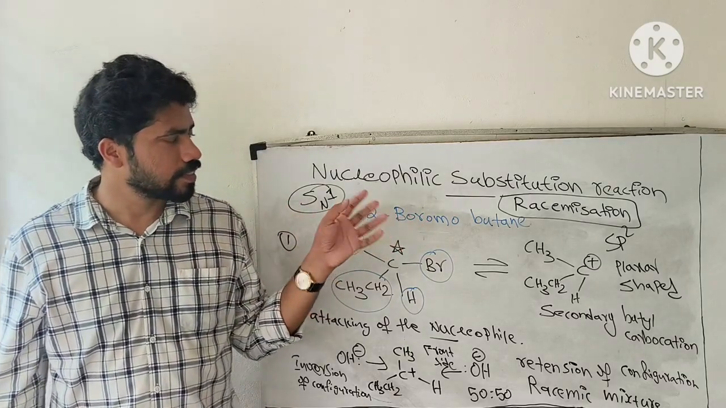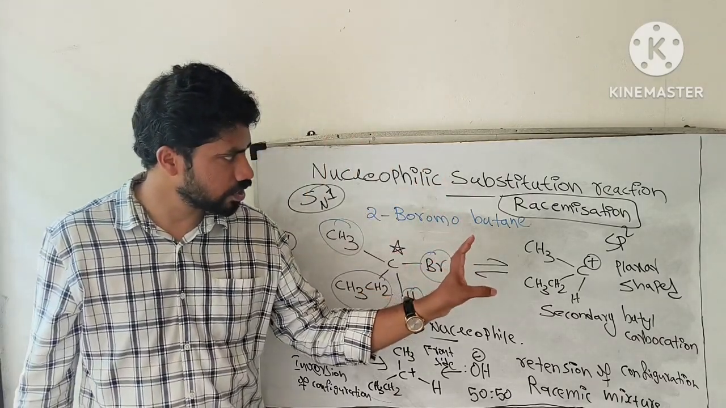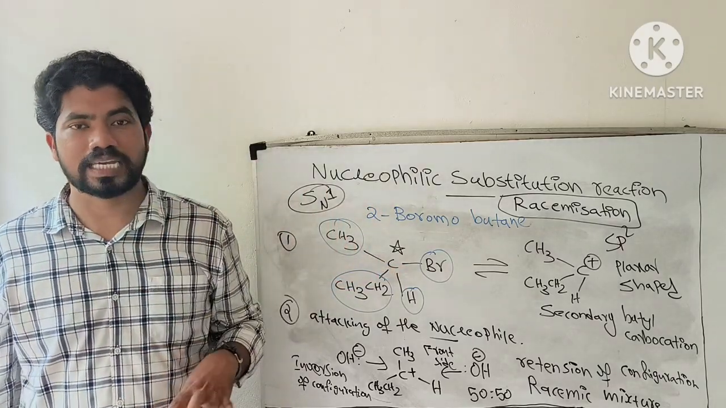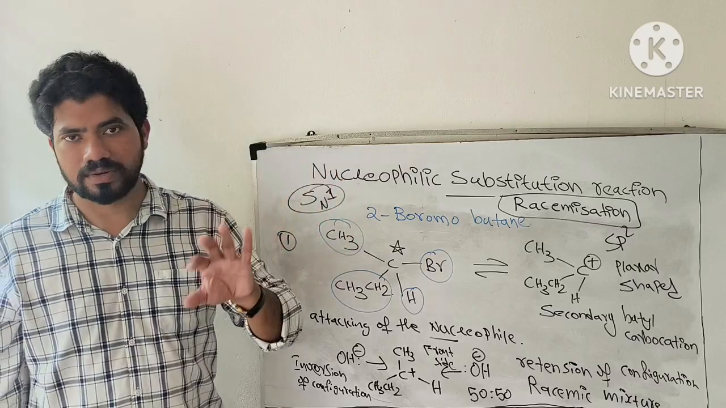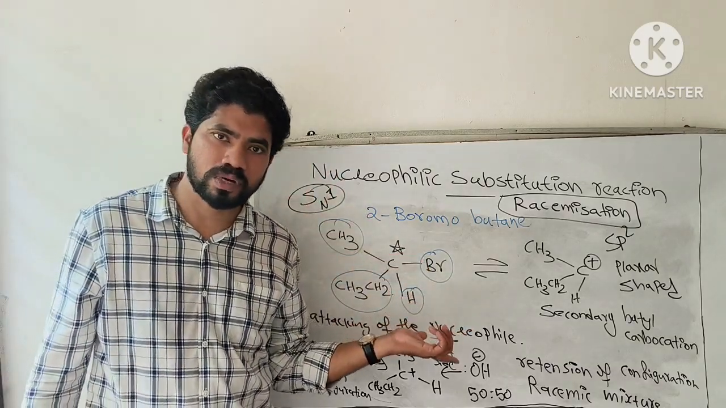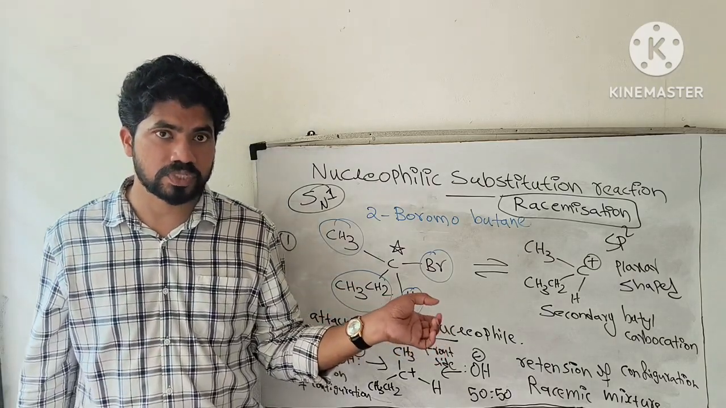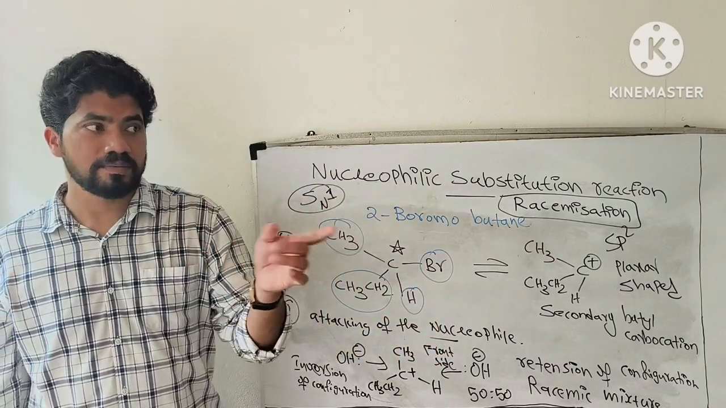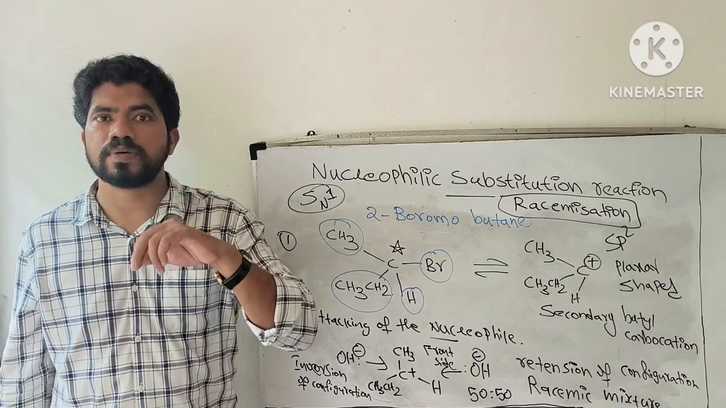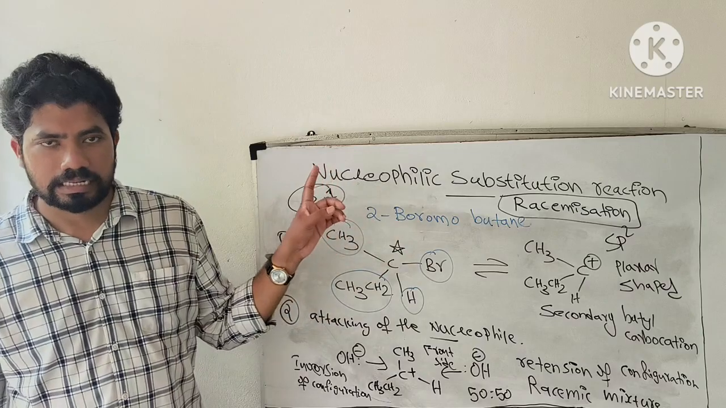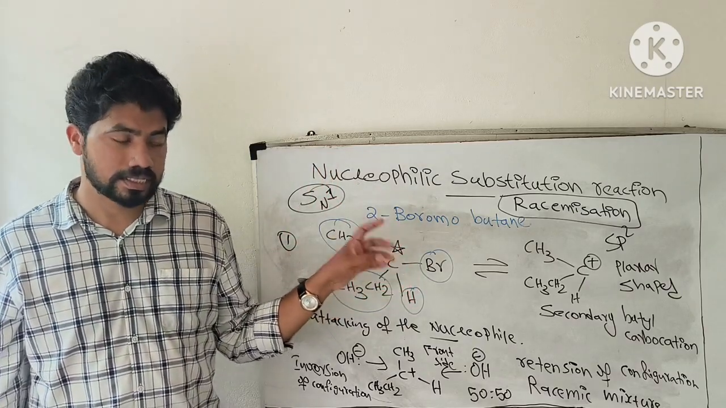So here I discussed with you nucleophilic substitution reaction. It involves two types of mechanism. First of all SN2, then SN1. SN2 means bimolecular nucleophilic substitution. SN1 means unimolecular nucleophilic substitution. In SN2 there is only one step, but in SN1 there are two steps. In SN1, the first step is formation of carbocation, and the attack of the nucleophile is the second step.